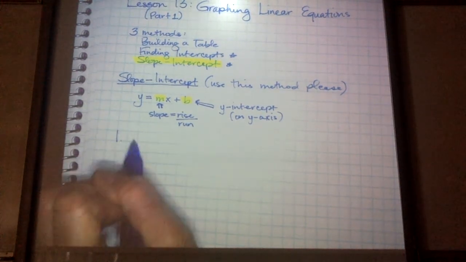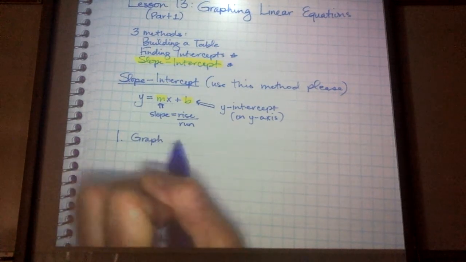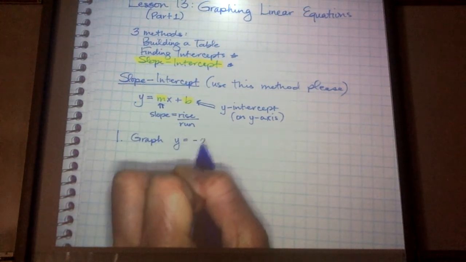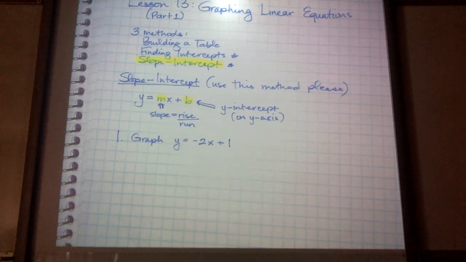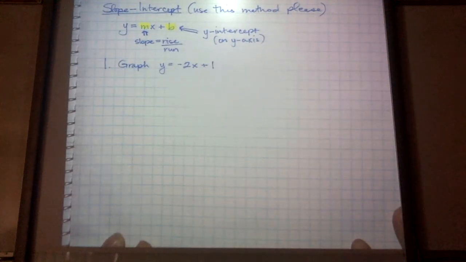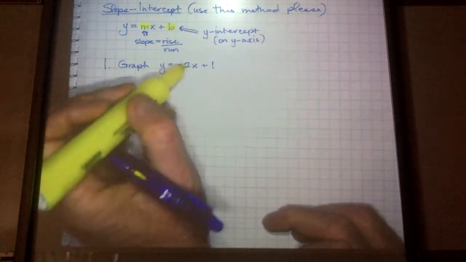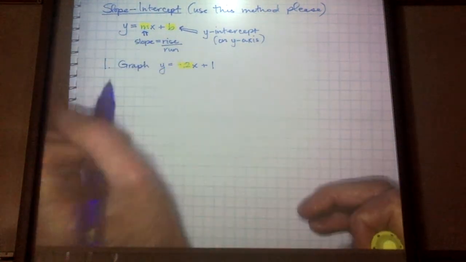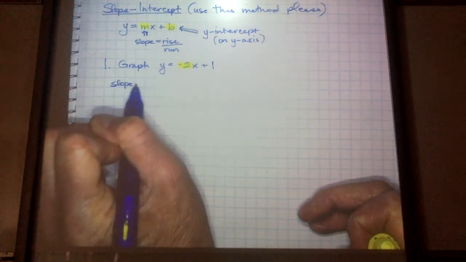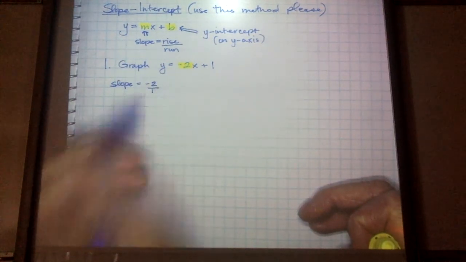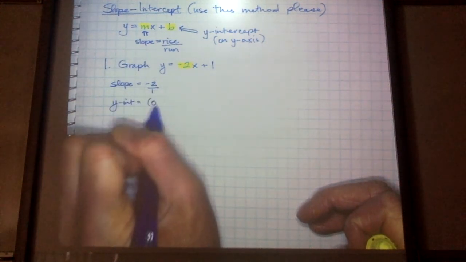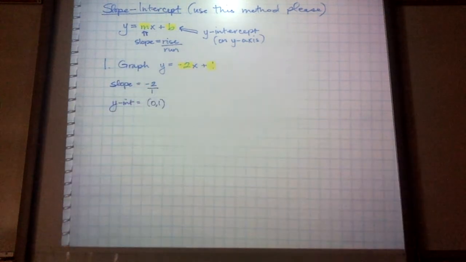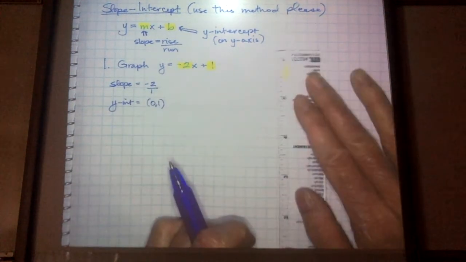So here we go. Example number 1. Graph y equals negative 2x plus 1. All right, so this equation is already in slope-intercept form. So just looking at it, I know my slope is negative 2 over 1, and I know my y-intercept is at 0, 1. So we can go straight into graphing.